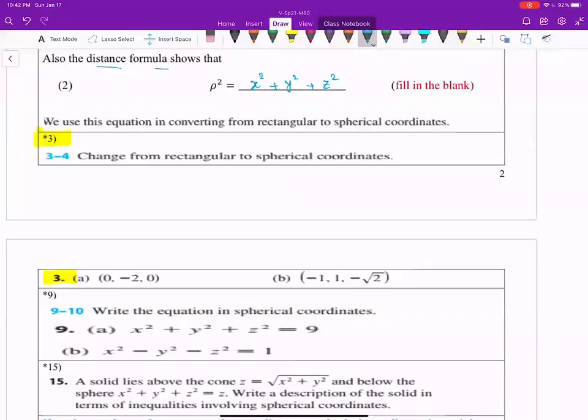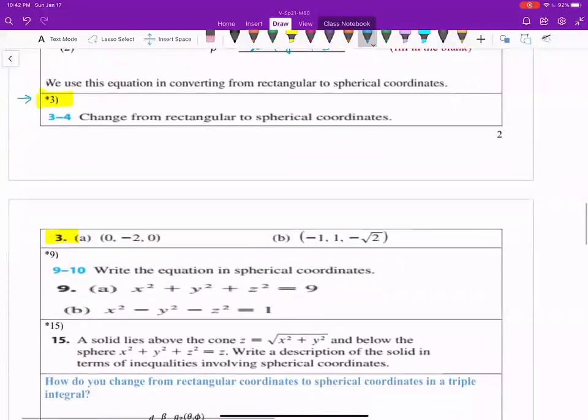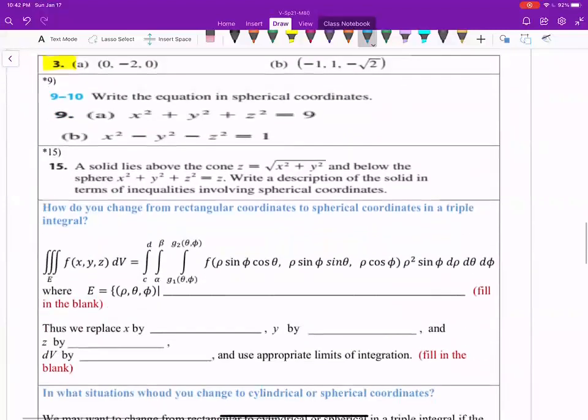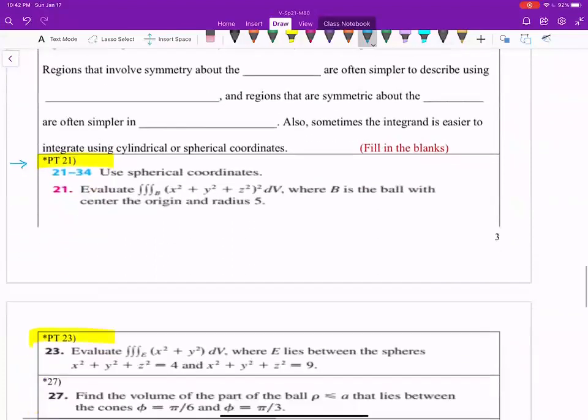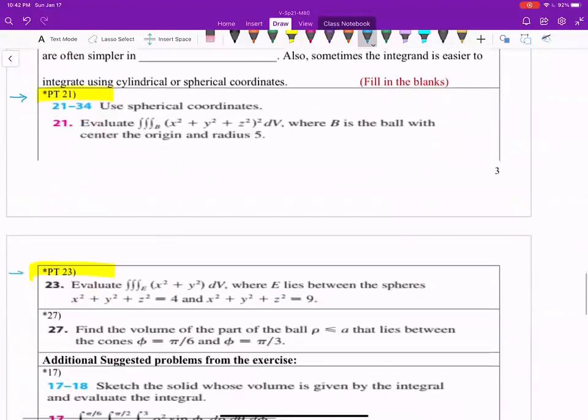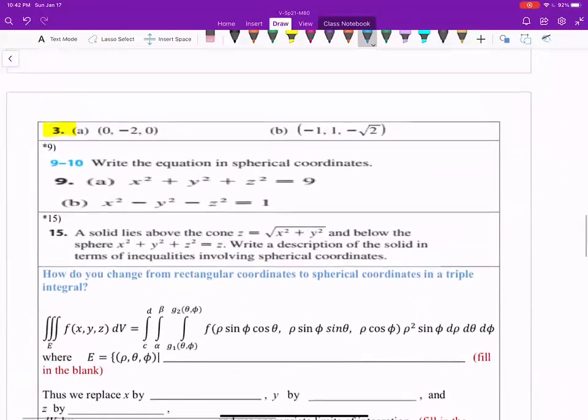There are some problems that are done in the videos for the section. Problem number 3 is done in the section video. Then there are more problems done. Number 21 is done in the section video. Number 23 is also done in the section video. Please refer to those problems in the videos of the section.